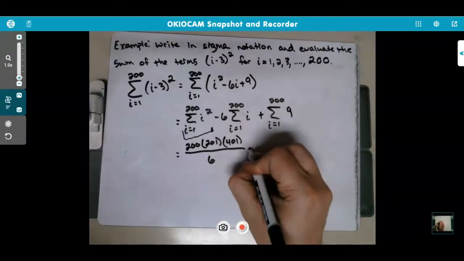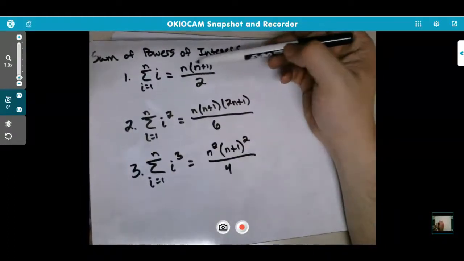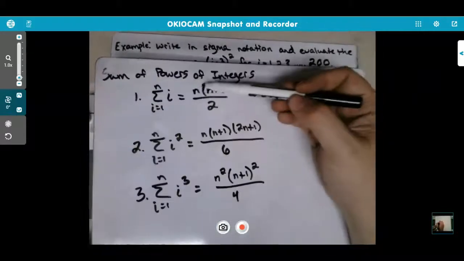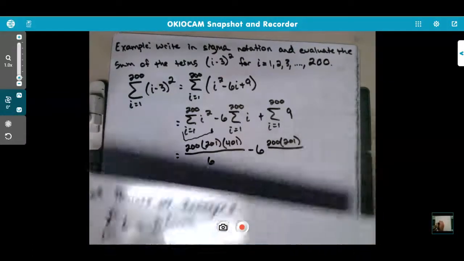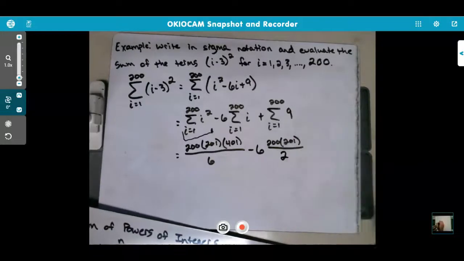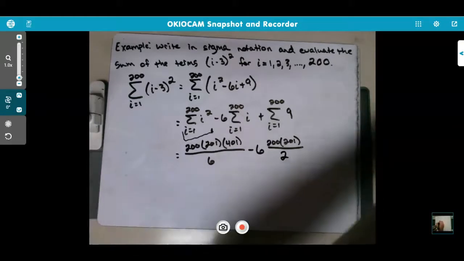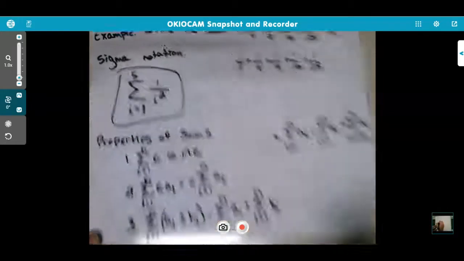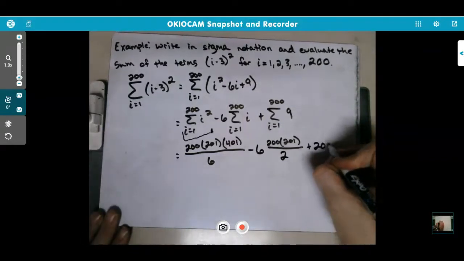Then I can do negative 6 times the sum of i. I know the sum of i ends up being n times n plus 1 over 2. Our n here is 200, so this becomes 200 times 201 over 2. Then over here I have the sum of 9. 9 is a constant, and so I can use my rule with the constants right here. Since my constant is 9, I just do n times 9. Here our n is 200, so 200 times 9.